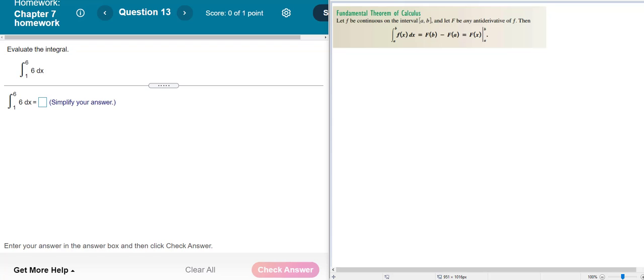Okay? Now, a is the initial point, b is the end point, but when we find the distance between those two, we go f of b minus f of a. So you have to go in reverse order.